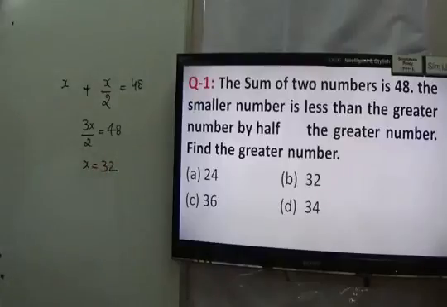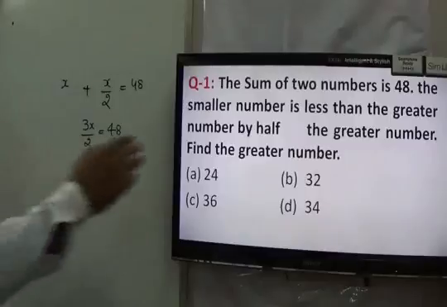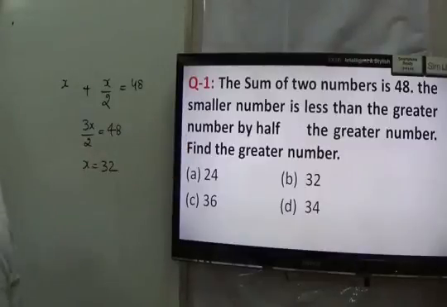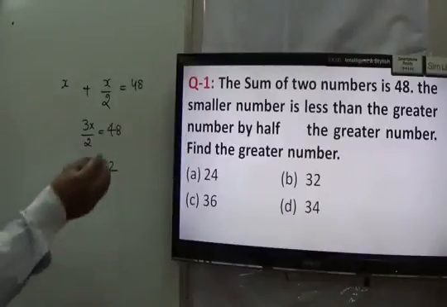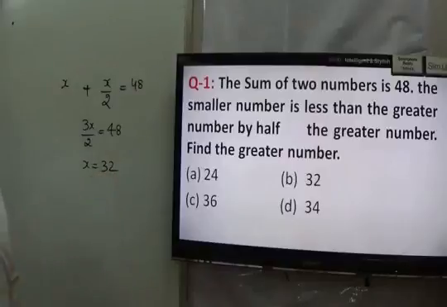That becomes my answer. So I can say the greatest number is 32, or else we can take the help of the options. Suppose the first number is 24, that cannot be possible. Second option is 32. When I take half of the number, that is 16. It means if I take this number to be 32, my smaller number would be 16 and the sum is equal to 48. Here I can say the answer to this question is option B.